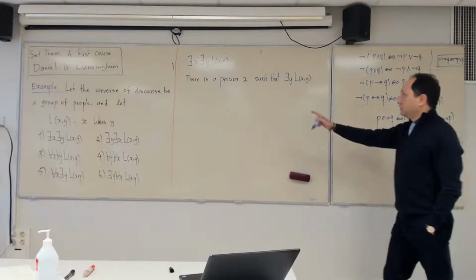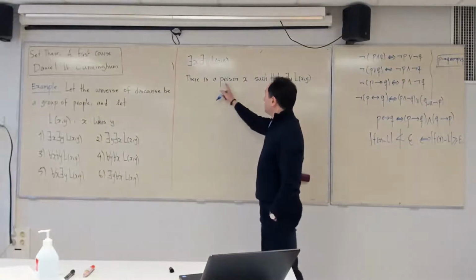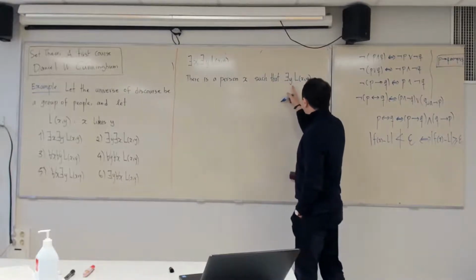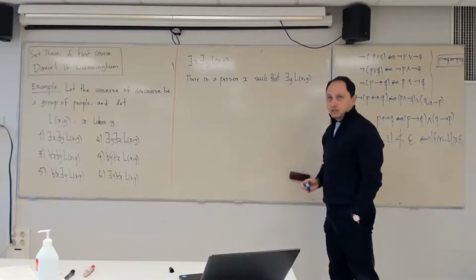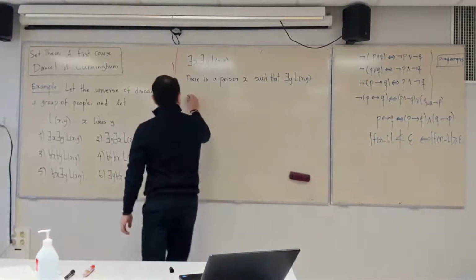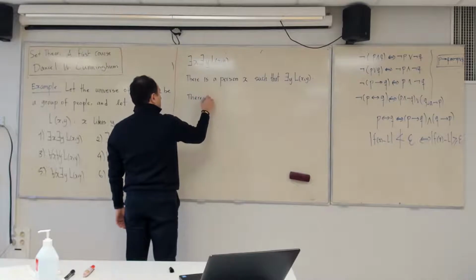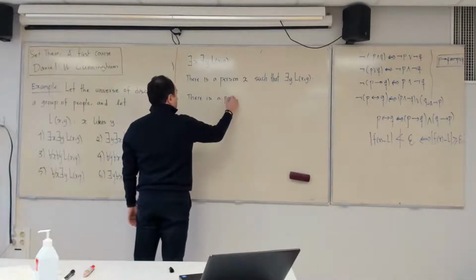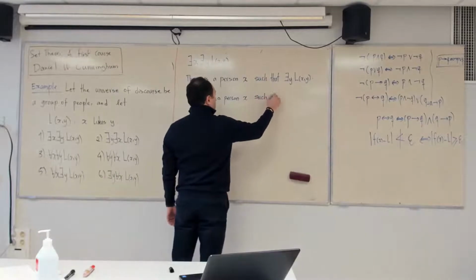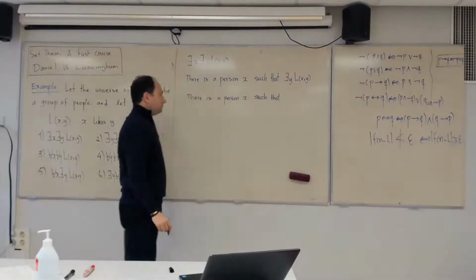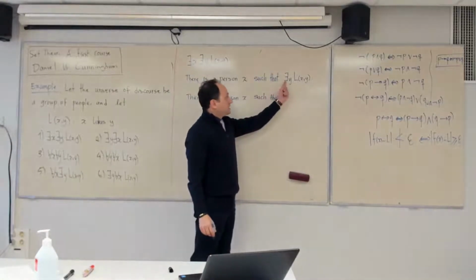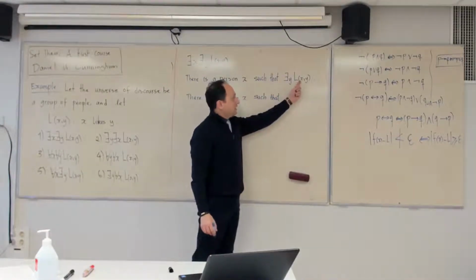Yes? Do you agree that this sentence means there is a person X such that there exists a Y, L(X, Y)? Yes? Now, let me translate this one as well. So how do you translate this one? So there is a person X such that there exists a Y such that X likes Y.